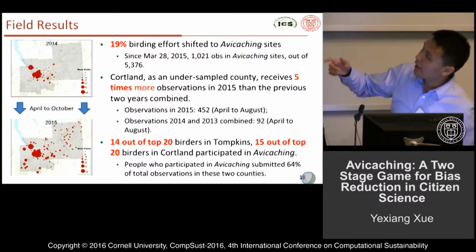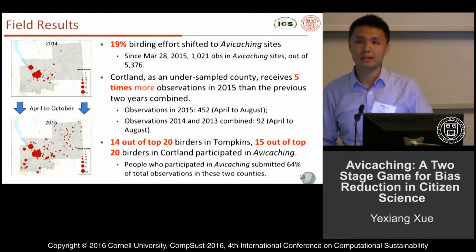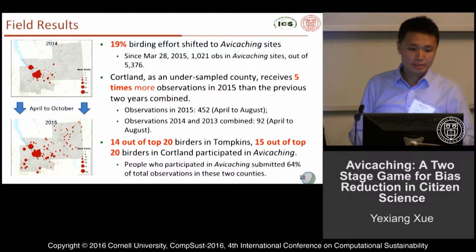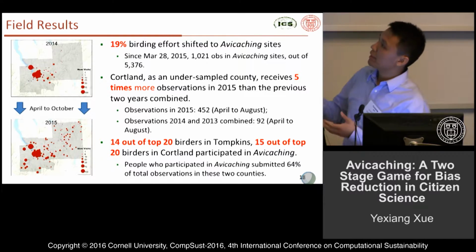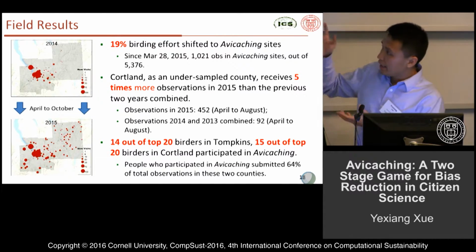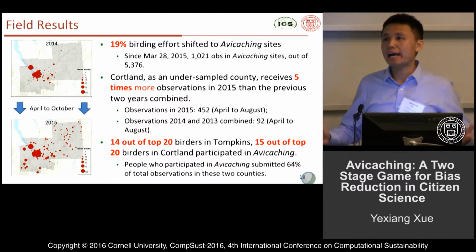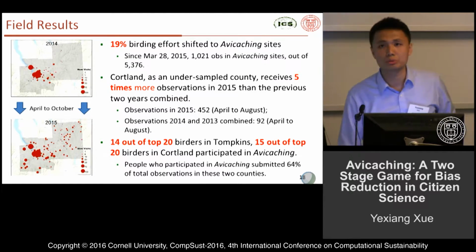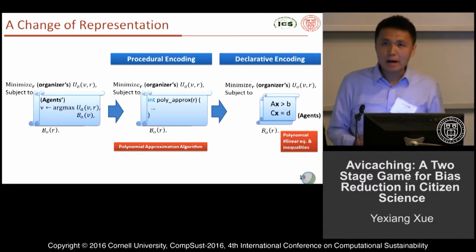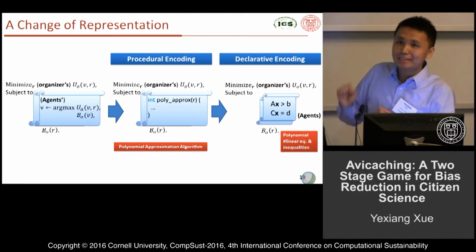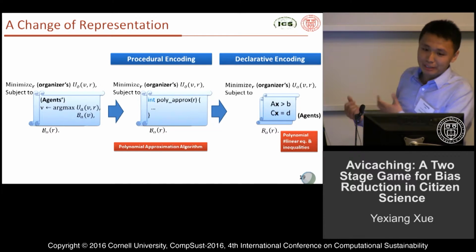The shaded areas are our study area, and the size of the circle represents how many visits there are to each of these locations. As you can see, most of the effort is in Tompkins County in 2014, and in 2015, with the help of the Avicaching game, we were able to shift the effort to almost everywhere in these 2 counties. So to remind you, the core idea of solving the bi-level optimization problem is a change of knowledge representation from procedure encoding to declarative encoding.